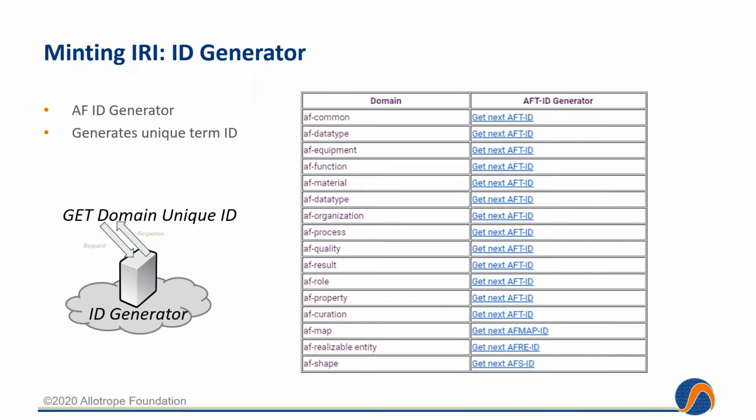To mint IRIs, we have the ID generator, and this is a screenshot of the unique ID generator. We can get IDs for different types of domains, such as equipment, function, and material. For each one, we can get the next single and unique ID.